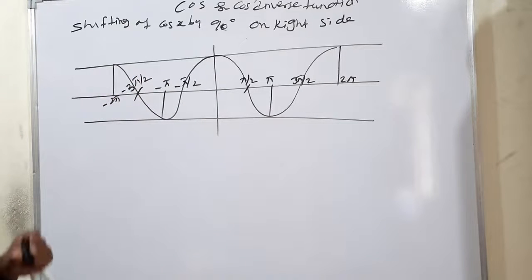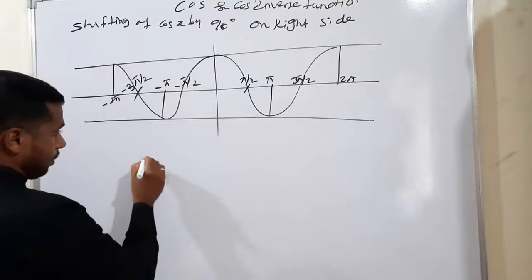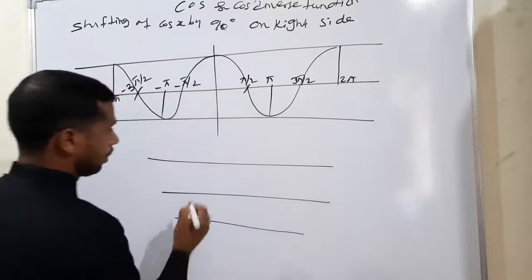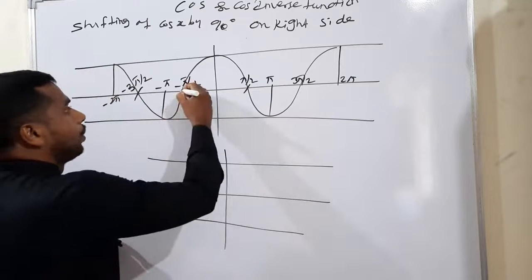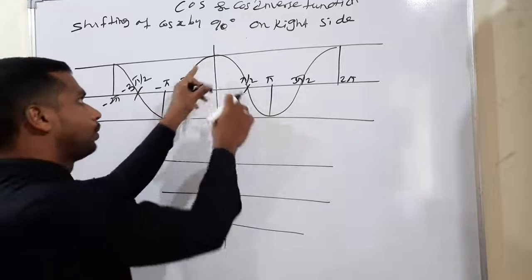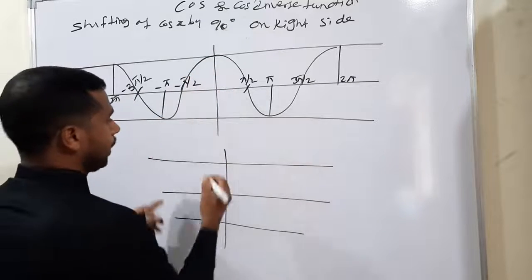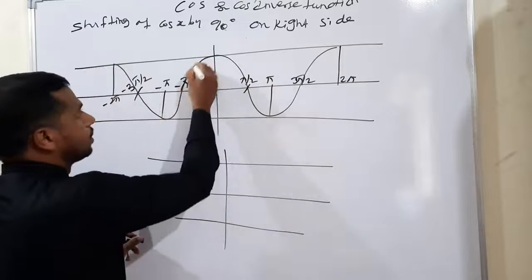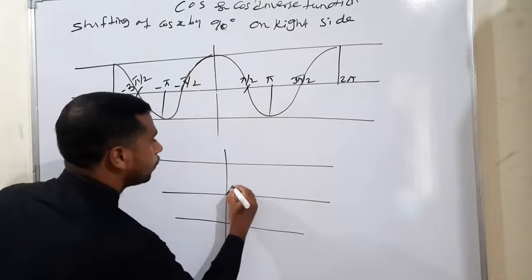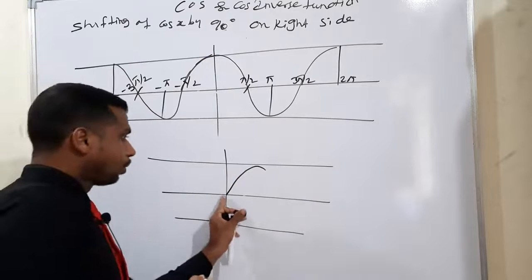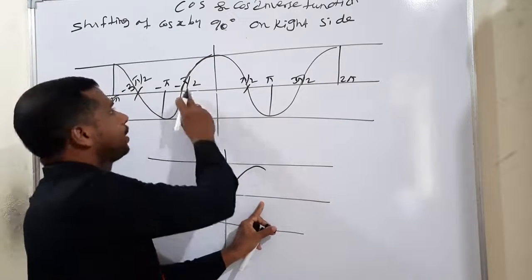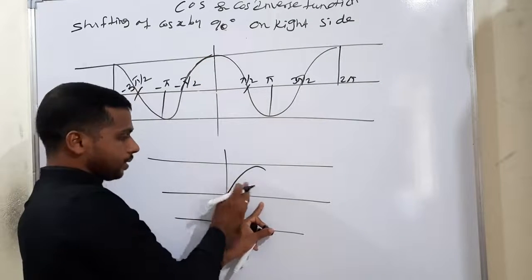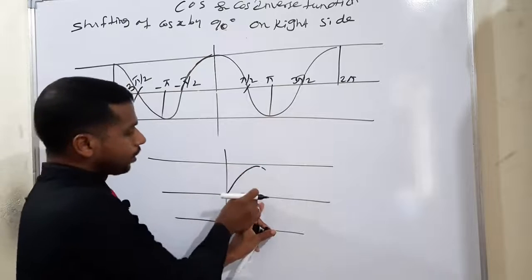So what will happen? Shifting of cos x by 90 degrees means this part from negative pi by 2 going to 0, when shifted by 90 degrees, starts at 0 and goes to positive pi by 2. So this line will move to the opposite side, 0 to pi by 2. Actually shifting means the original cos graph from negative pi by 2 to 0 is shifted by 90 degrees to 0 to positive pi by 2.